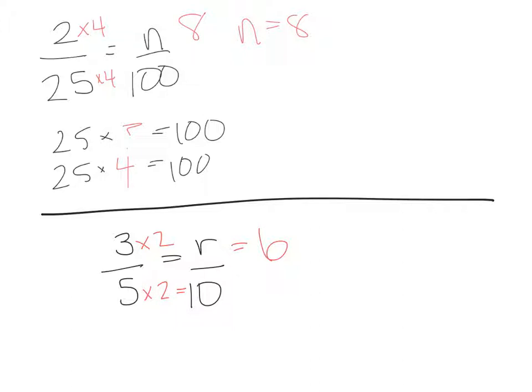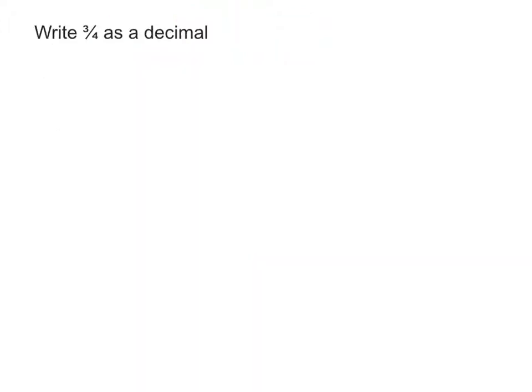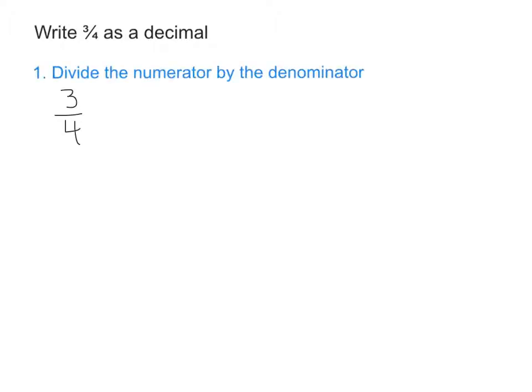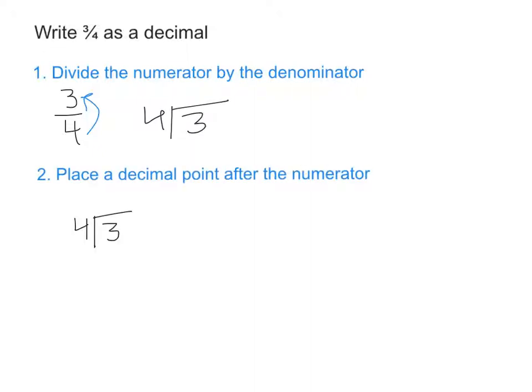Okay, let's get to the good stuff. So how do we write 3/4 as a decimal? Well, first we have to divide the numerator by the denominator, or as I like to say, bottom into top. So if we do bottom into top, then we're doing 4 into 3. And since 4 can't go into 3, we have to add a 0. But whenever we add a 0, we add up top a, you got it, decimal.